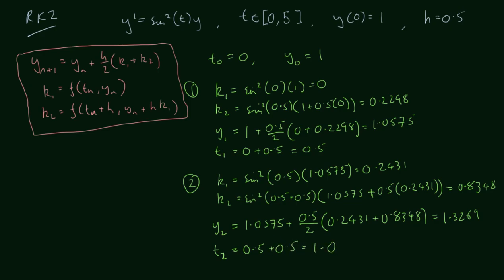So I could go on. If I'm using a step length h of 0.5 over the domain 0 to 5, it requires 10 steps. I'm not going to go through all 10 steps at the risk of boring you, but you can see the first 2 steps are here, and we just continue as we've done here.